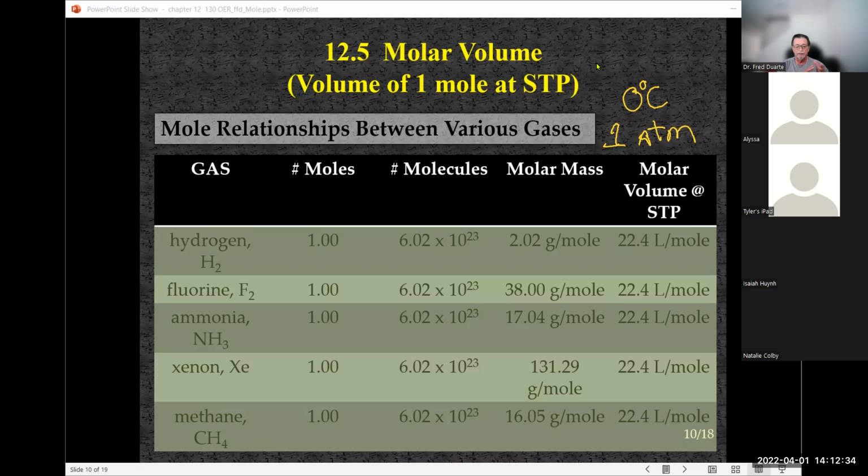If we take these gases like hydrogen, fluorine, ammonia, xenon, methane, and if we take a mole of each gas, obviously, hopefully by now you know that when I have 1 mole of anything, I have Avogadro's number, 6.02 times 10 to the 23rd.